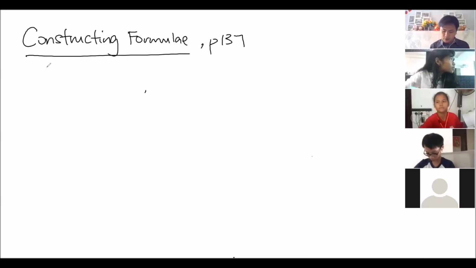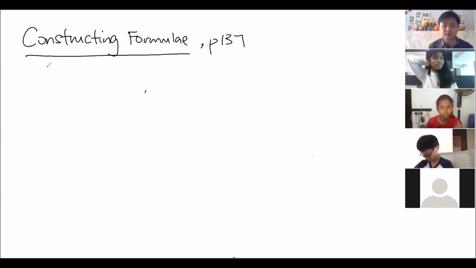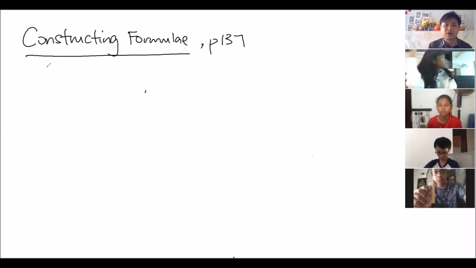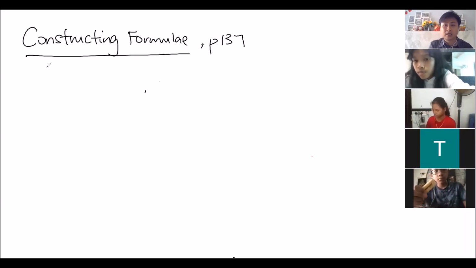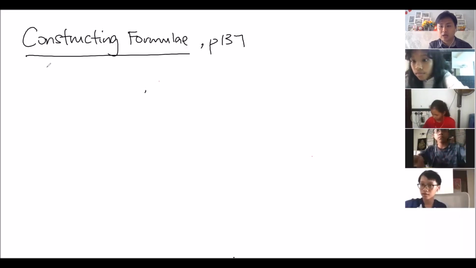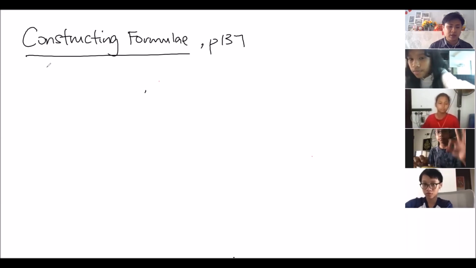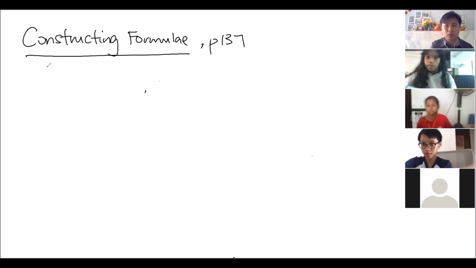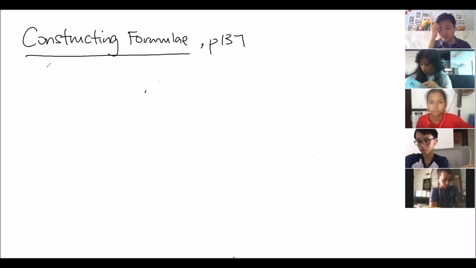Right. Now, we look at exercise 5C. When we are looking at formulas, that means we are using formulas like in physics. In physics, we have v equals u plus at, or for the area of triangle, A equals half times base times height. All these are called formulas, right? So in math, sometimes when you read a question, you need to know how to create your own formula. So this is what we are going to learn today.